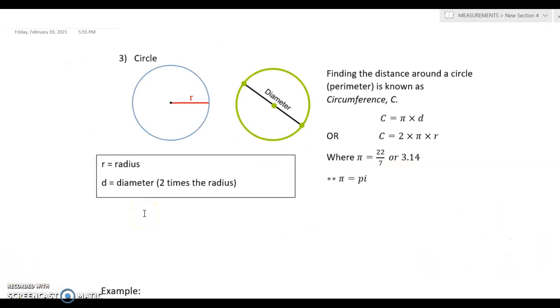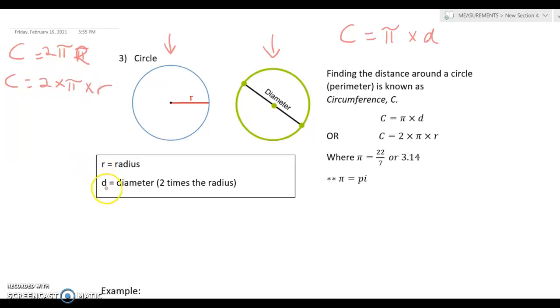Now we're looking at a circle. So to find the distance around a circle, the perimeter, is also known as the circumference. And you would have met circumference already. The two formulae we have: if we are given a circle with the diameter, that formula is circumference equals pi times the diameter. If you are given the radius, you can use circumference equals 2 pi r, which is 2 times pi times r.